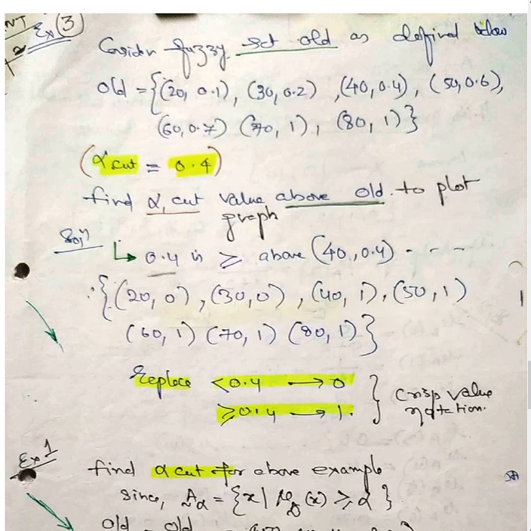So that means anything greater than or equal to the alpha value is equal to 1, and otherwise equal to 0. Which are the values greater than or equal to 0.4? 40 is coming, 50 is coming, 60 is coming, 70 is coming, 80 is coming. But the other values are less than 0.4, that's why it is equal to 0.